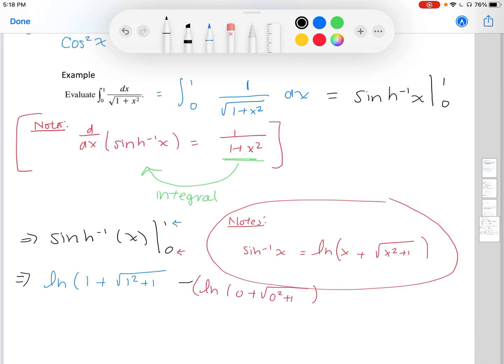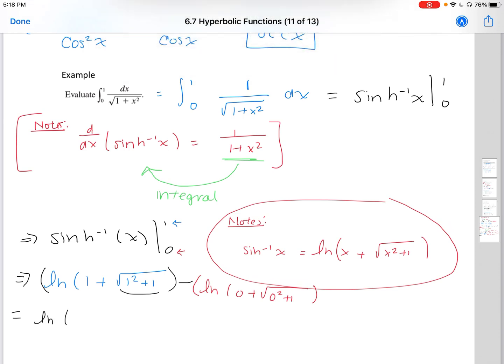Okie dokie, let's evaluate. So for the first one, let's follow order of operations. We have 1 squared plus 1, which is the square root of 2. So we have the ln of 1 plus square root of 2. And then we're left with minus. Following order of operations, we have 0 squared plus 1, that's 1. So we have the square root of 1, which is 1. 0 plus 1 is 1. And we're left with the ln of 1.